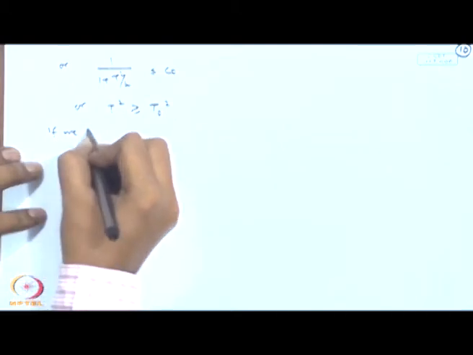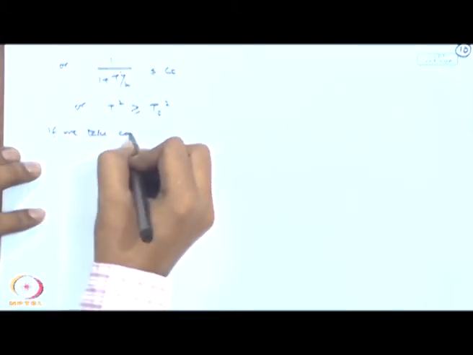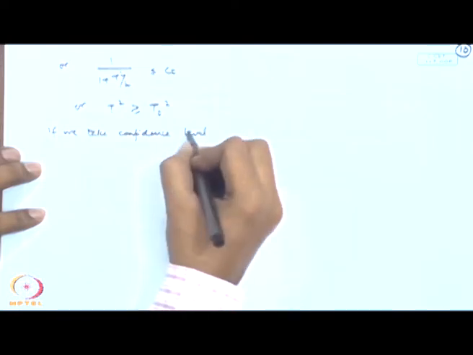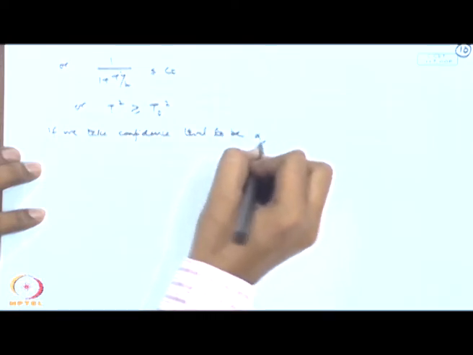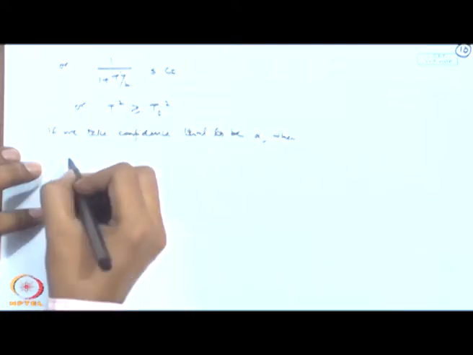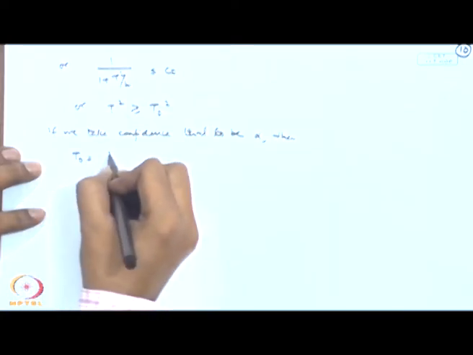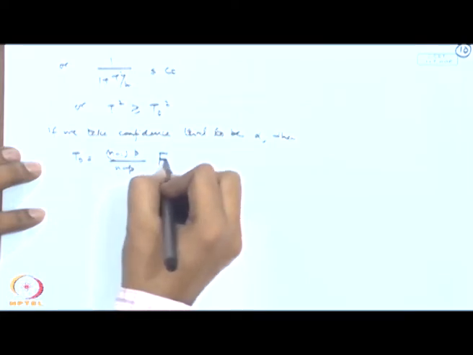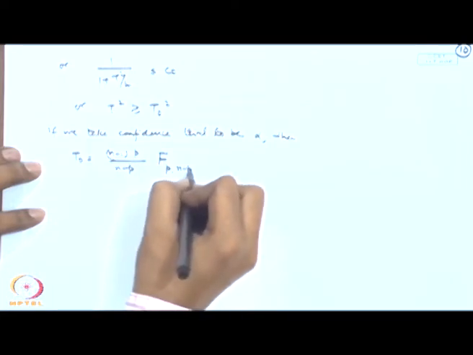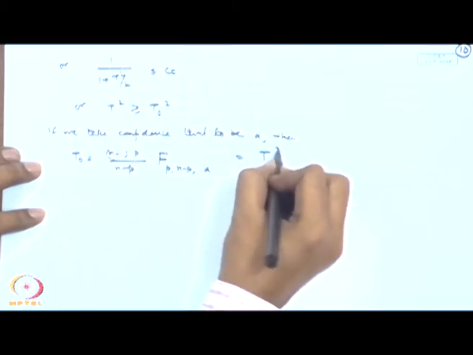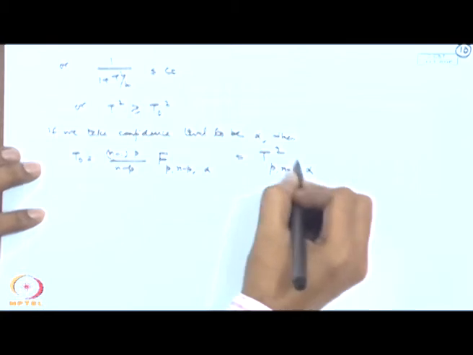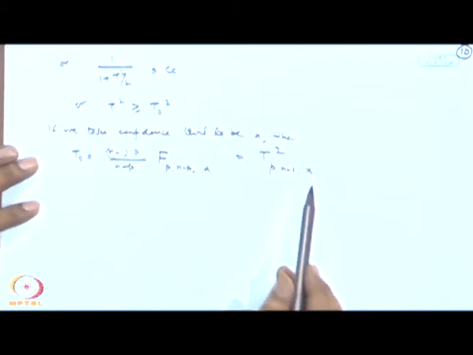If we take the confidence level to be alpha, then t naught we can choose to be (n minus 1) p by (n minus p) F on p, n minus p, alpha. This value actually we will call the percentage point of the Hotelling's T square distribution.